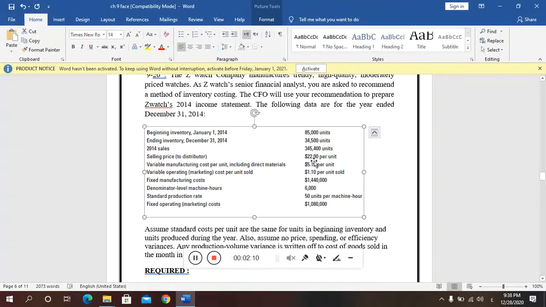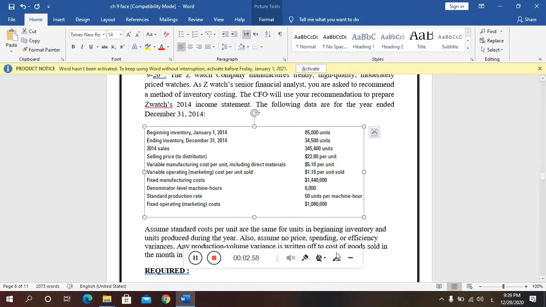Variable manufacturing cost per unit, including direct material, is $5.10, and variable operating and marketing cost per unit sold is $1.10 per unit sold. Fixed manufacturing cost is $1,440,000. Normal level machine hours is 6,000 hours. Standard production rate is 50 units per machine hour, and fixed operating and marketing costs are $1,080,000.